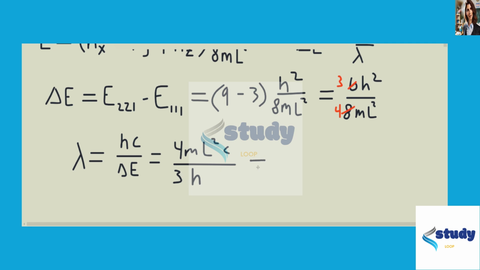So plugging these values in, we find that lambda is equal to 3.51 times 10 to the minus 9 meters, or 3.51 nanometers. You can write it as meters, or you can write it as nanometers.